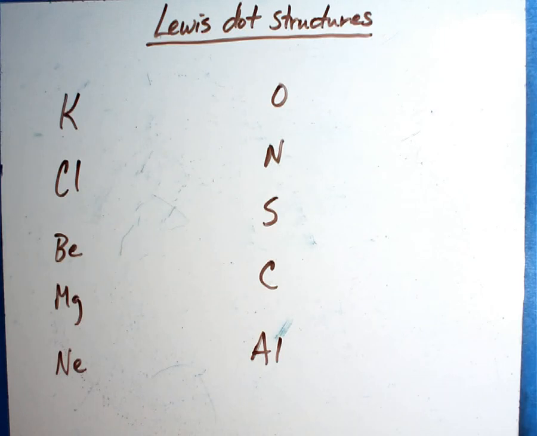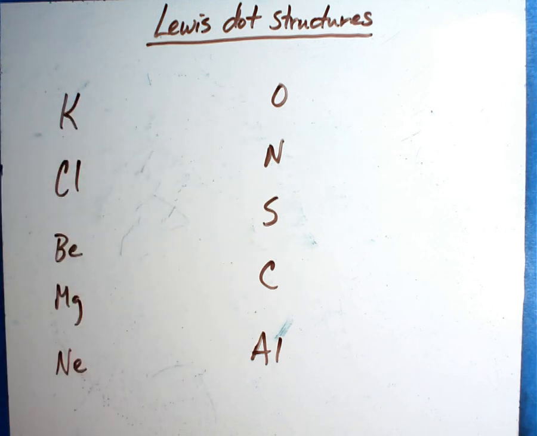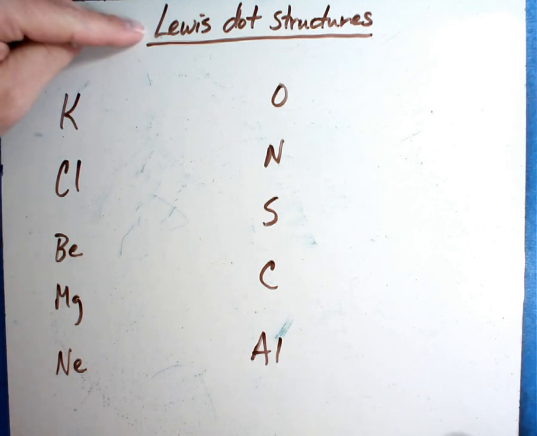Okay, here's what I want you to do in this video. You'll notice I have 1, 2, 3, 4, 5, 6, 7, 8, 9, 10. I have 10 different elements here. I want you, here in just a second, to pause the video and come up with the Lewis dot structure.